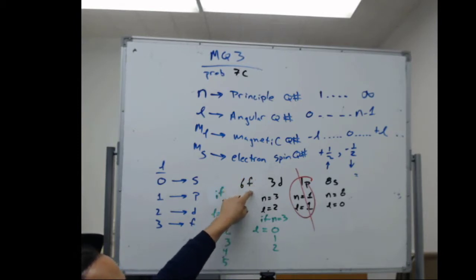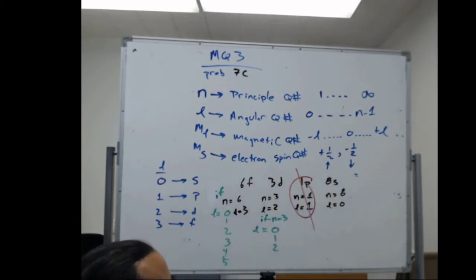We refer to this 6F, 3D, 8S. I'm not going to do the wrong one. We refer to those as subshell designations. They represent multiple orbitals, but they represent a shell or a subshell. Not a full shell, a subshell.